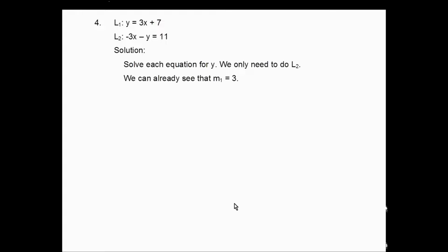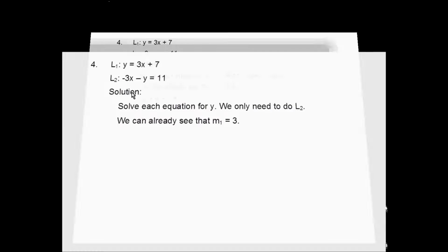Number 4. My L1 is y equals 3x plus 7. Okay, that's already in slope-intercept form. My L2 is negative 3x minus y equals 11. So again, we have to solve each equation for y. We only have to do it to L2. L1 is already solved for y. So we're just going to observe that m1 is 3, right? Y equals mx plus b, so my slope 1 is 3.